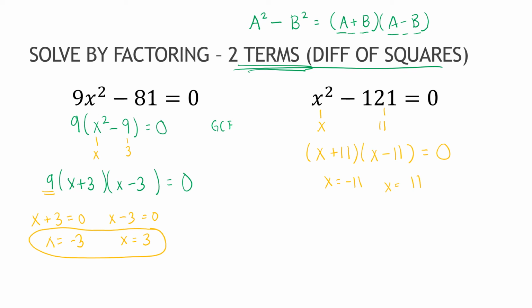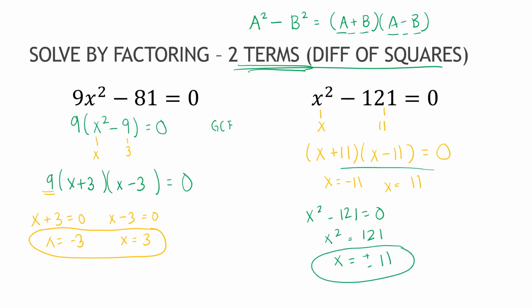Now, you might be saying, well, come on, Professor Brame, I could just do this. Add 121 to each side, take the square root, and I get plus or minus the square root of 121, which is plus or minus 11. Notice I get the same answer either way. So the answer is yes.